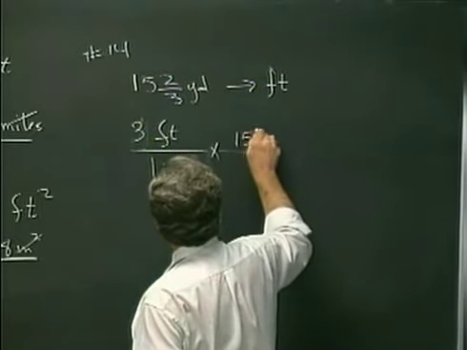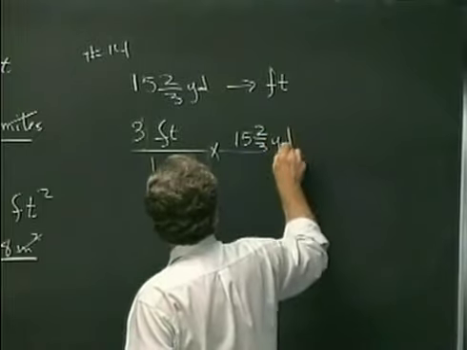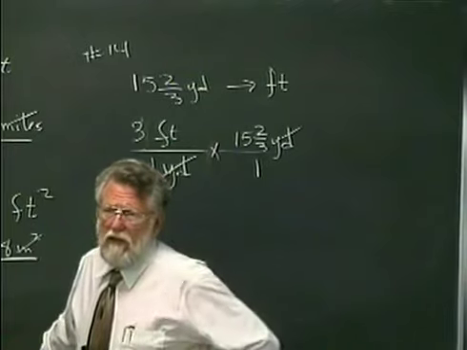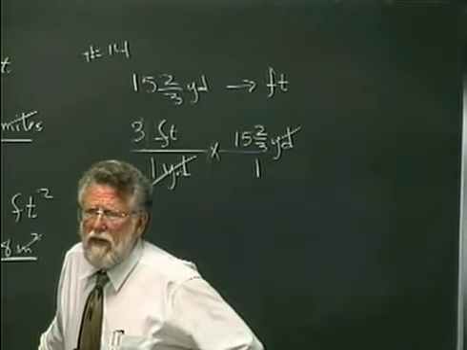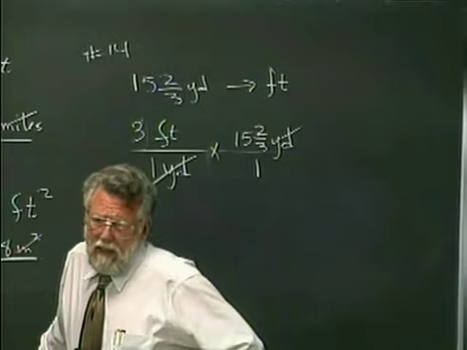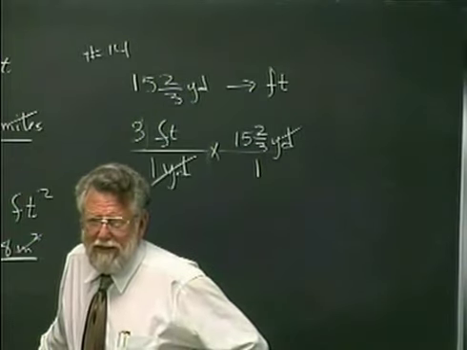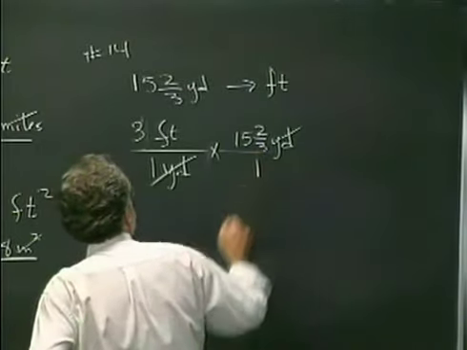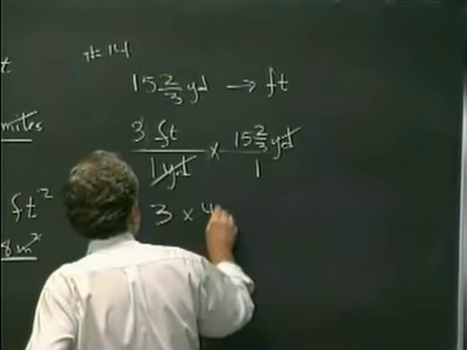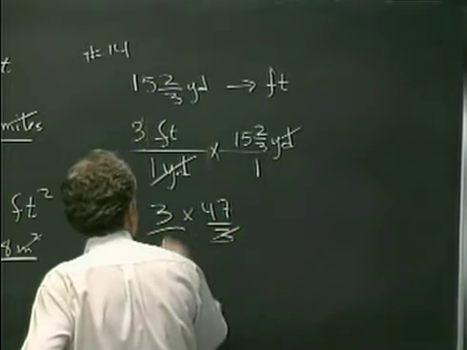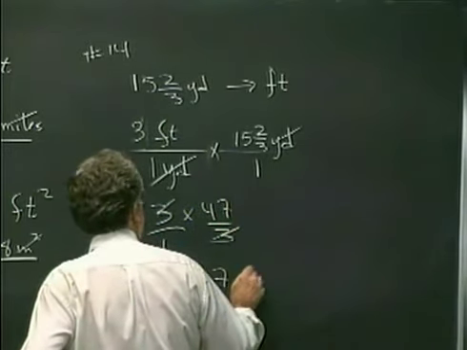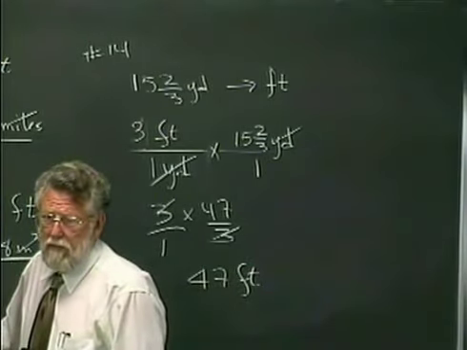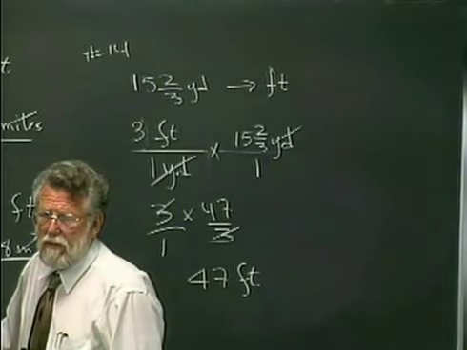And I have 15 2/3 yards. The yards cancel and multiply. Now it's up to you whether you want to treat that 15 2/3 as a decimal. I hope not. And instead, what would you do? Go to an improper fraction, which is 47/3. And your answer is 47 feet. Okay? Which is, if you'll go back to the fraction, a lot faster. Okay?